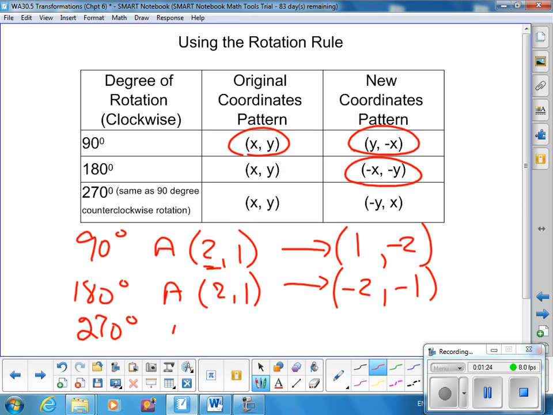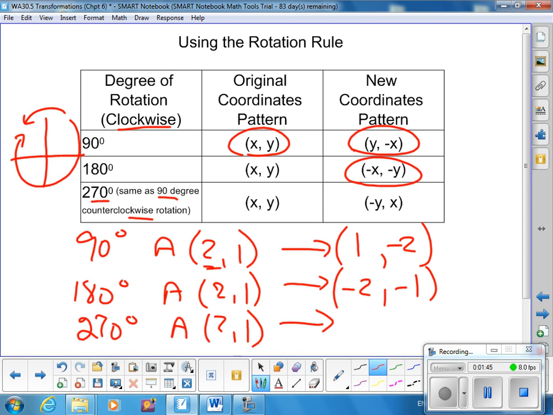270-degree. Okay, so 270, we're moving clockwise. So you're moving from here all the way around. It's actually the same as a 90-degree counterclockwise. So 90 degrees backwards would be the same quadrant. So we'd start off with 2 and 1. And you are now going to take the Y, make it negative, and put it in the front, and just put your X in the back.